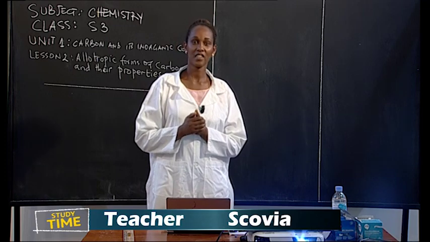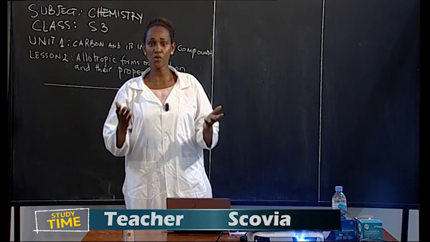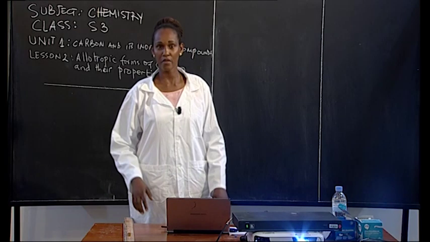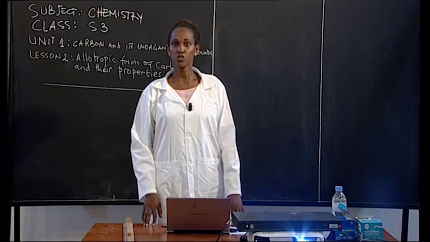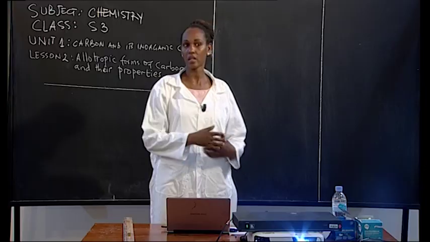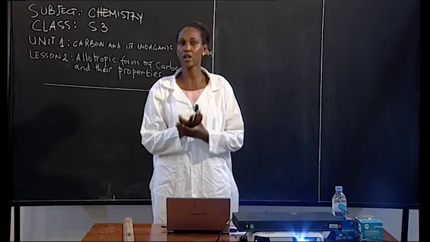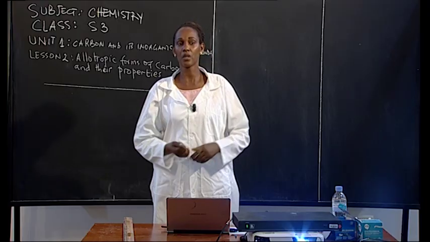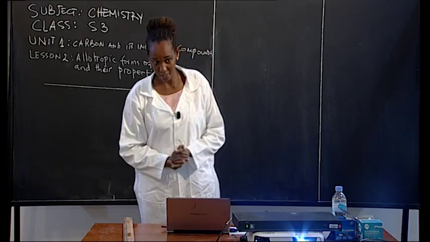You are fine? Good. So we are continuing with lesson 1, or unit 1, that we had started in the previous lesson. We had started looking at carbon and its inorganic compounds, all right? I think everybody remembers where we stopped. We stopped by looking at diamond. We had started looking at the inorganic compounds of carbon one by one. We had looked at diamond, all right? So we are continuing with another one, which is graphite.